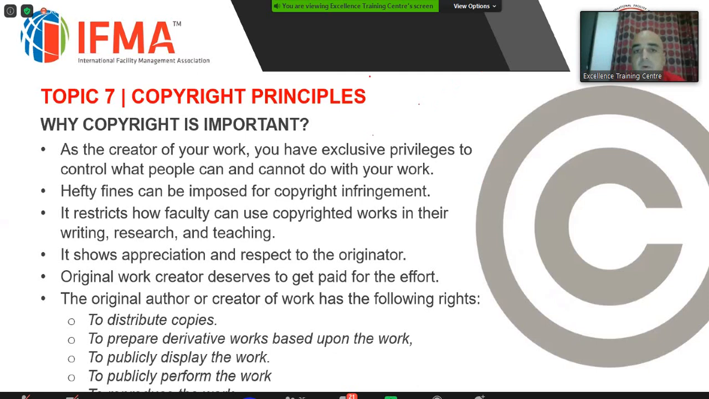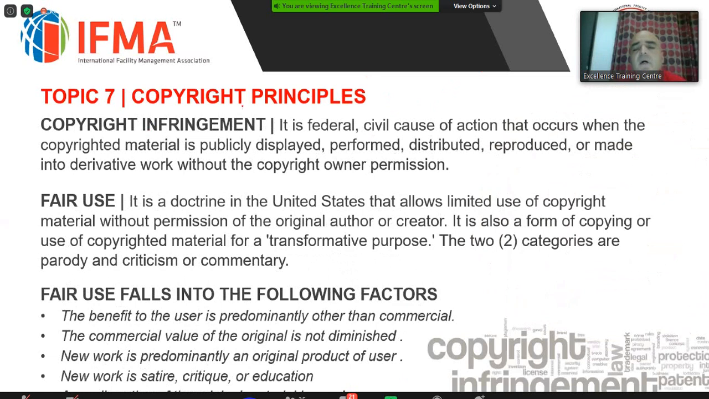Copyright infringement means that when you break the copyright, it's a federal offense in the state. It's very serious. It's a federal offense. It is a cause of action that occurs when copyrighted material is publicly displayed or reproduced or made without the copyright owner's permission.